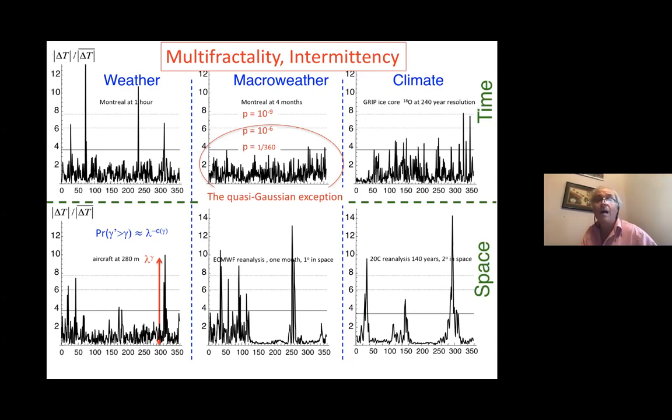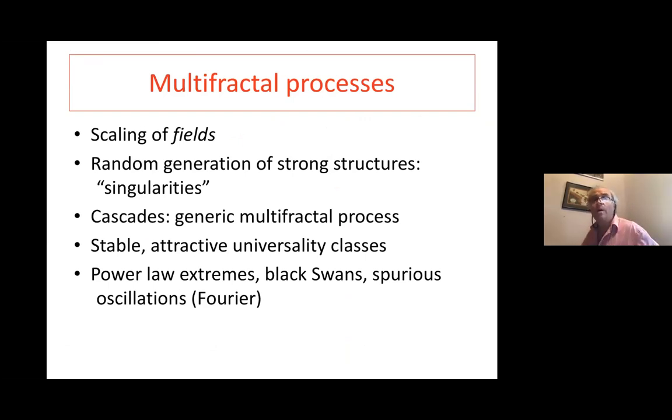So I don't have time to go into that, but I could mention some of the consequences of multifractals, and you know, this took several decades to really establish, mostly starting in the 80s. So we have the scaling of the fields, temperature, wind, et cetera. You have the random generation of strong structures, singularities, the fact that cascades are a kind of generic multifractal process. There are stable attractive universality classes, which means that actually you get quite a lot of simplification. It's a kind of a generalization to multiplicative processes of the additive universality classes, which are Gaussian and Levy variables.